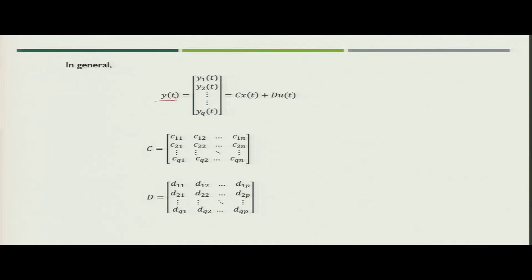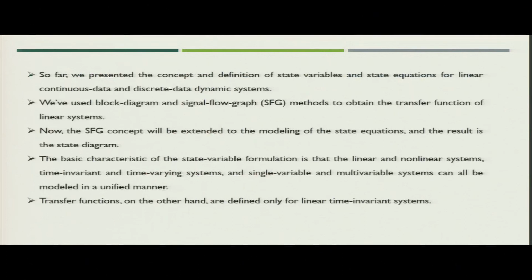So, if there is a set of q output variables, y t will be the output vector containing q terms, starting from y 1 to y q. This also can be represented in matrix form. So, y you can write as C x t plus D u t, where C is again a matrix which is n cross q, and D is the matrix having dimension of q cross p.